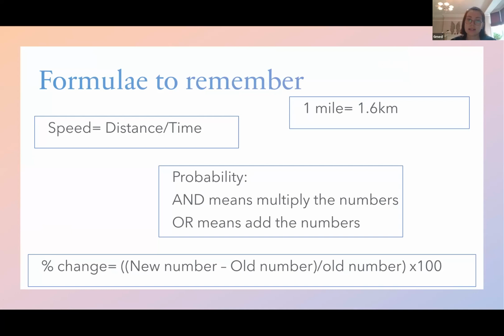Probability: and means multiply the numbers, or means add the numbers together, okay, in probability questions. And then percentage change is this formula here at the bottom. So hopefully that makes sense.